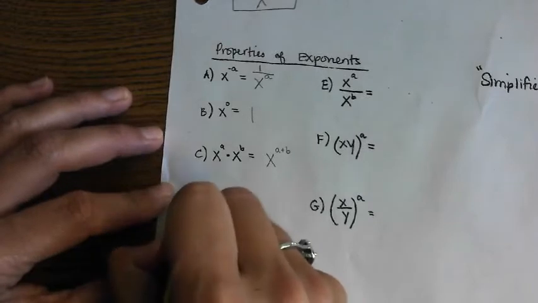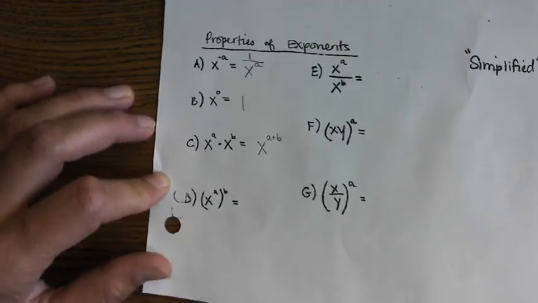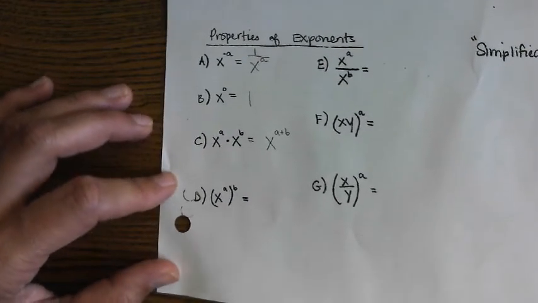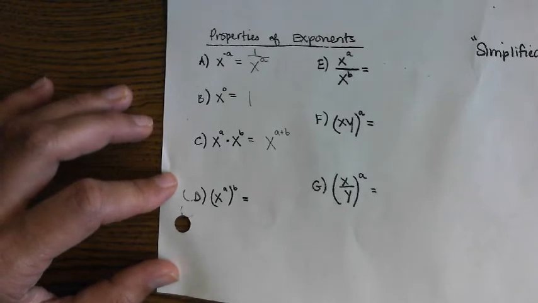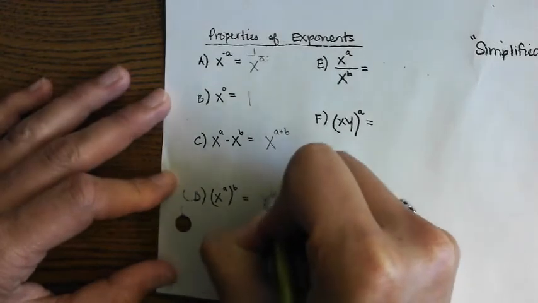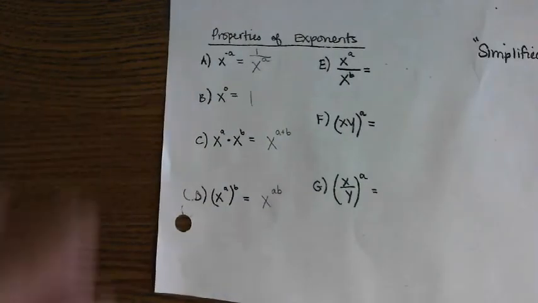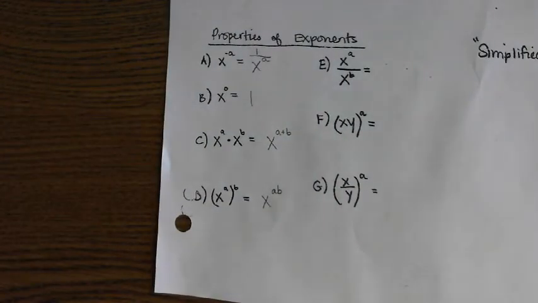Looks like my old hole punch knocked out my D. X to the a to the b, John? X to the a times b. If you want that multiplication symbol, you can. Otherwise, x just to the ab power.